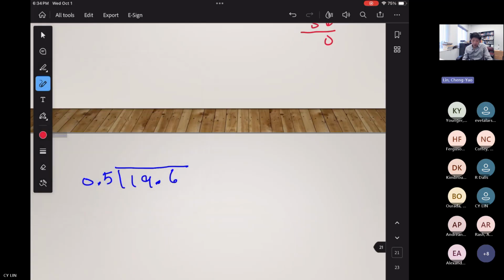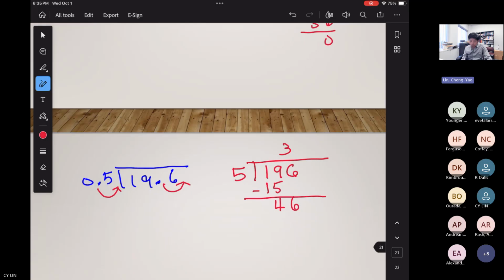All right, good. So I move the decimal point right there, and at the same time I need to move the decimal point right there. So I have 196 divided by 5. Start a new scratch. We have 5 times 3, which is 15. Subtract this, we get a remainder of 4, and then bring down the 6.